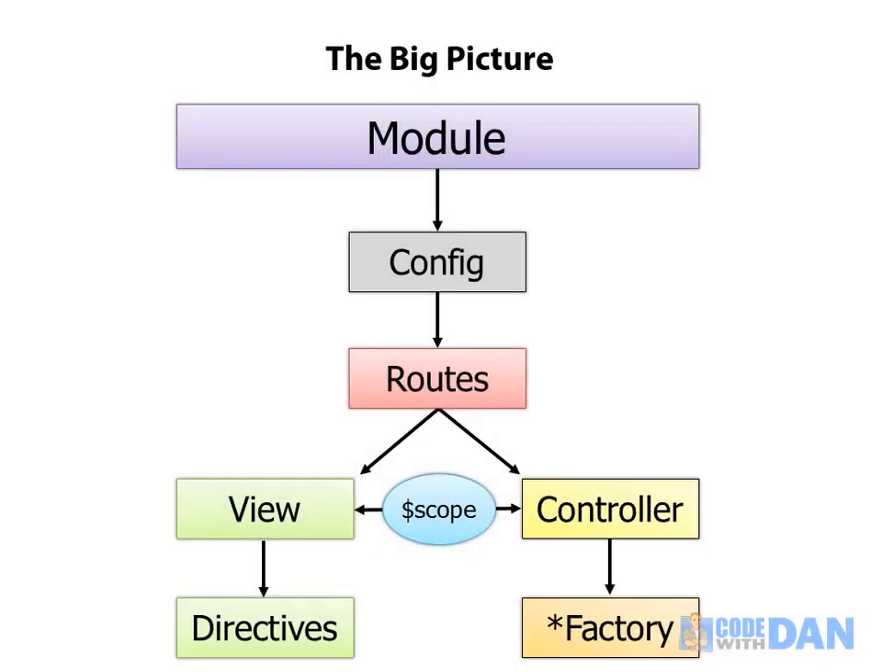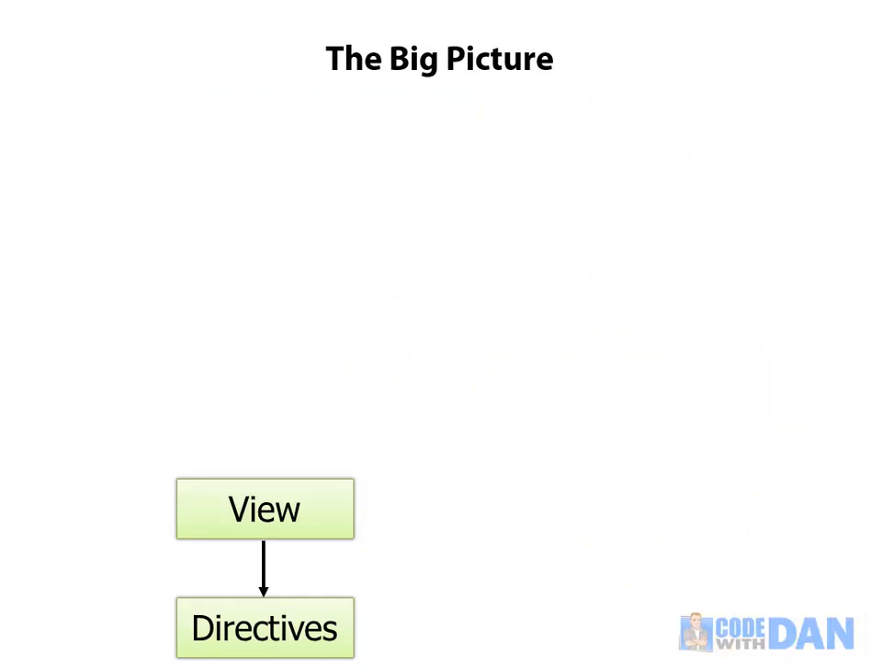Now, earlier in the course, you saw the big picture and kind of how all the pieces in AngularJS fit together. Well, in this module, we're going to be focusing down in this left corner here, specifically on views and directives, and then we'll continue to add pieces in as we move through the other modules. So let's go ahead and get started by talking about data binding.